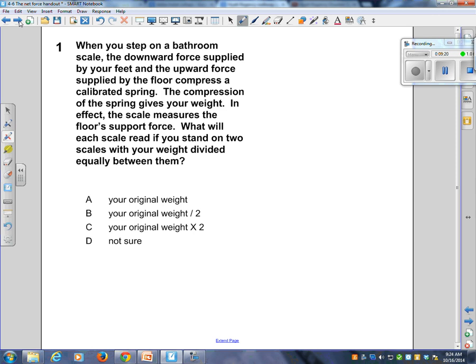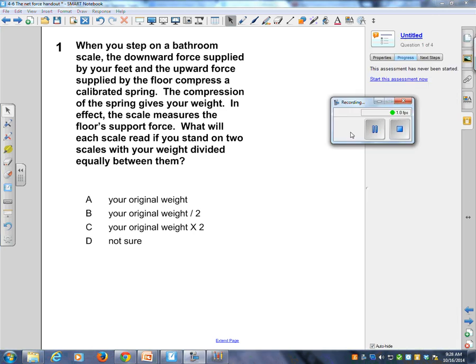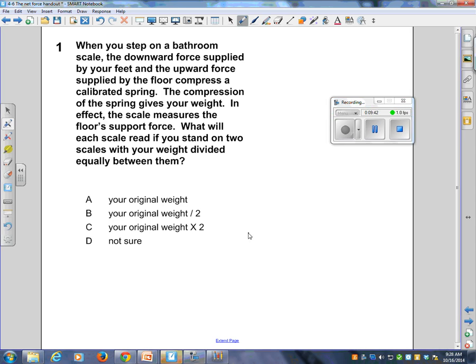Let's try some clicker stuff. So question number 1, when you step on a bathroom scale, the downward force supplied by your feet and the upward force supplied by the floor compress a calibrated spring. The compression of the spring gives your weight. In effect, the scale measures the floor's support force. What will each scale read if you stand on 2 scales with your weight divided equally between them? Like so.